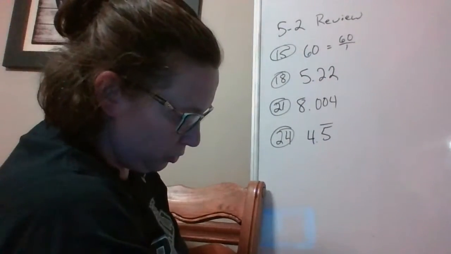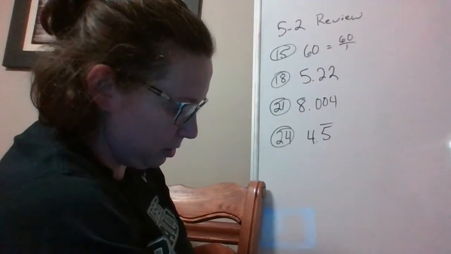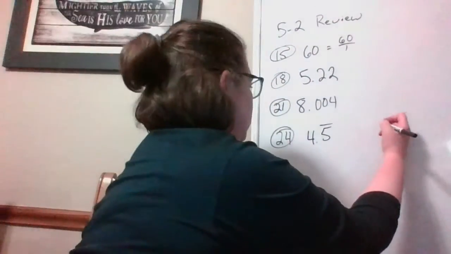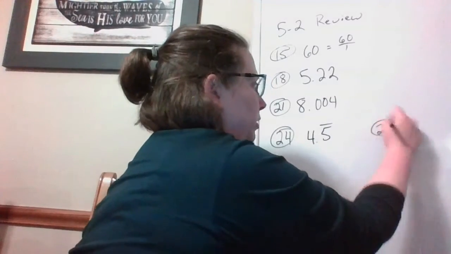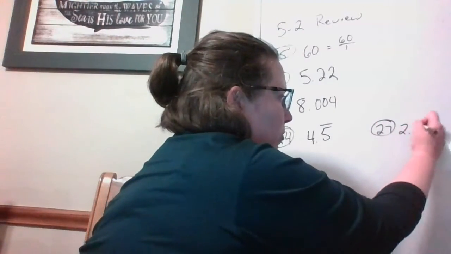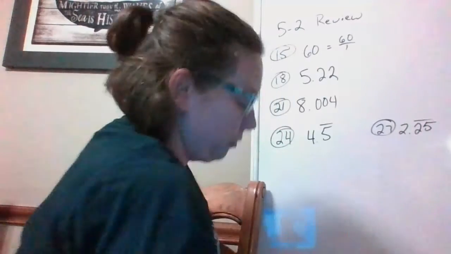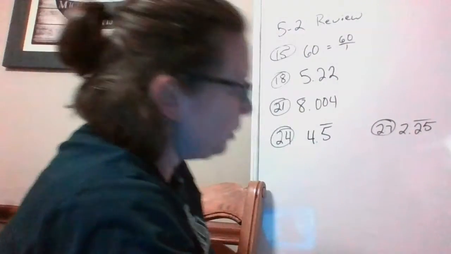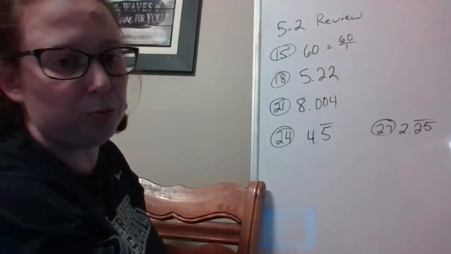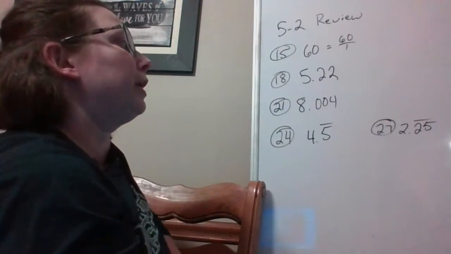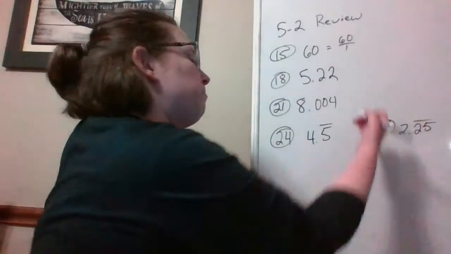Numbers 18 through 24, actually 27 also, I'm going to go ahead and write that one too. We're taking these numbers and writing them as fractions. So when you do that, you need to make sure you put your fraction in simplest form.